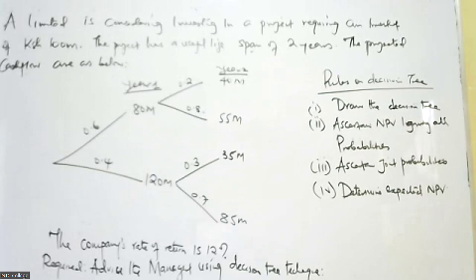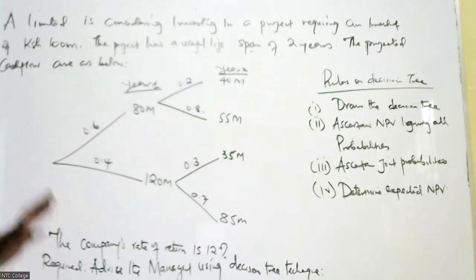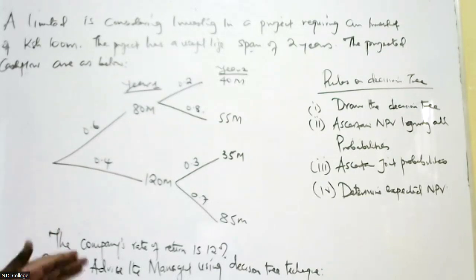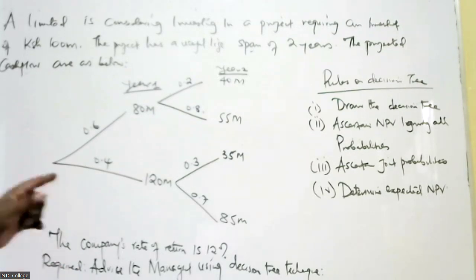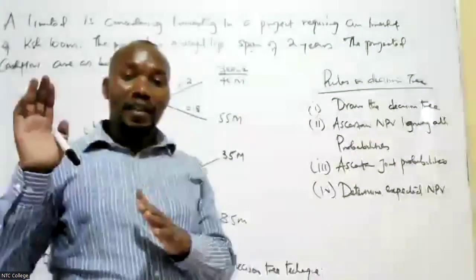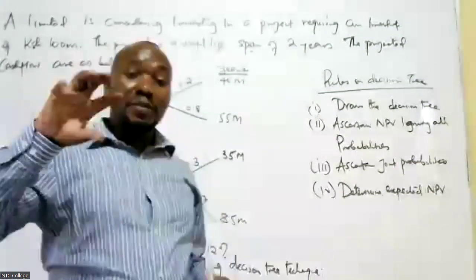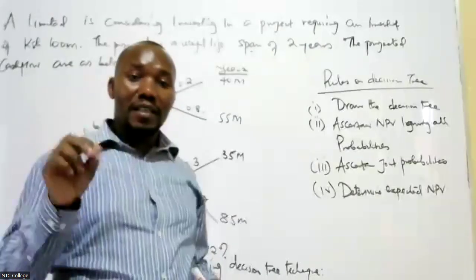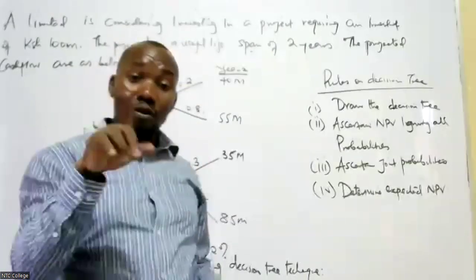Rate of return is 12%. Required: advise the management using the decision tree technique. Hint or rules: draw the decision tree; ascertain NPV ignoring all probabilities; then ascertain joint probability for each line. There are 2 options. The one I've just done for year 2, we got the expected cash flow, then we got the NPV.